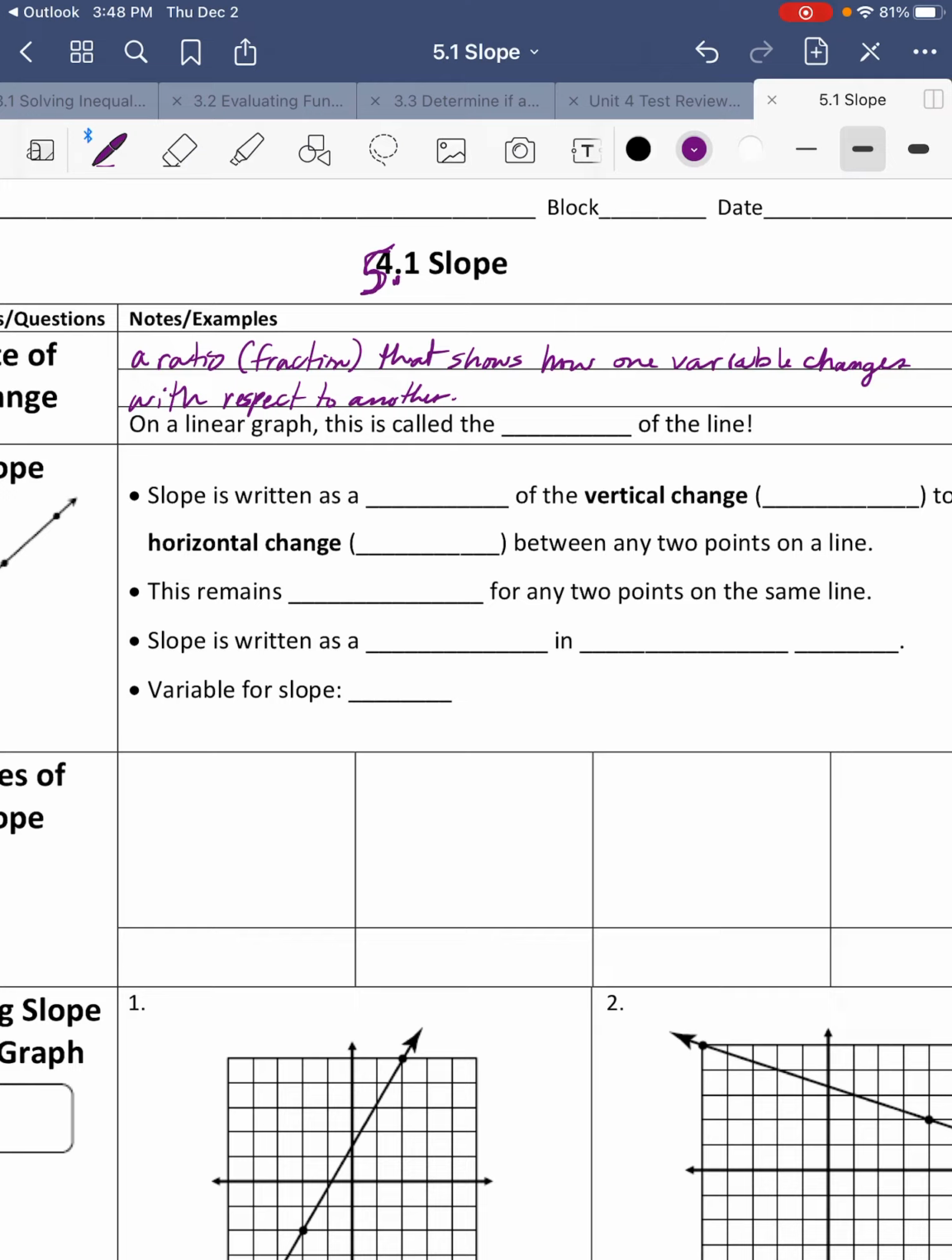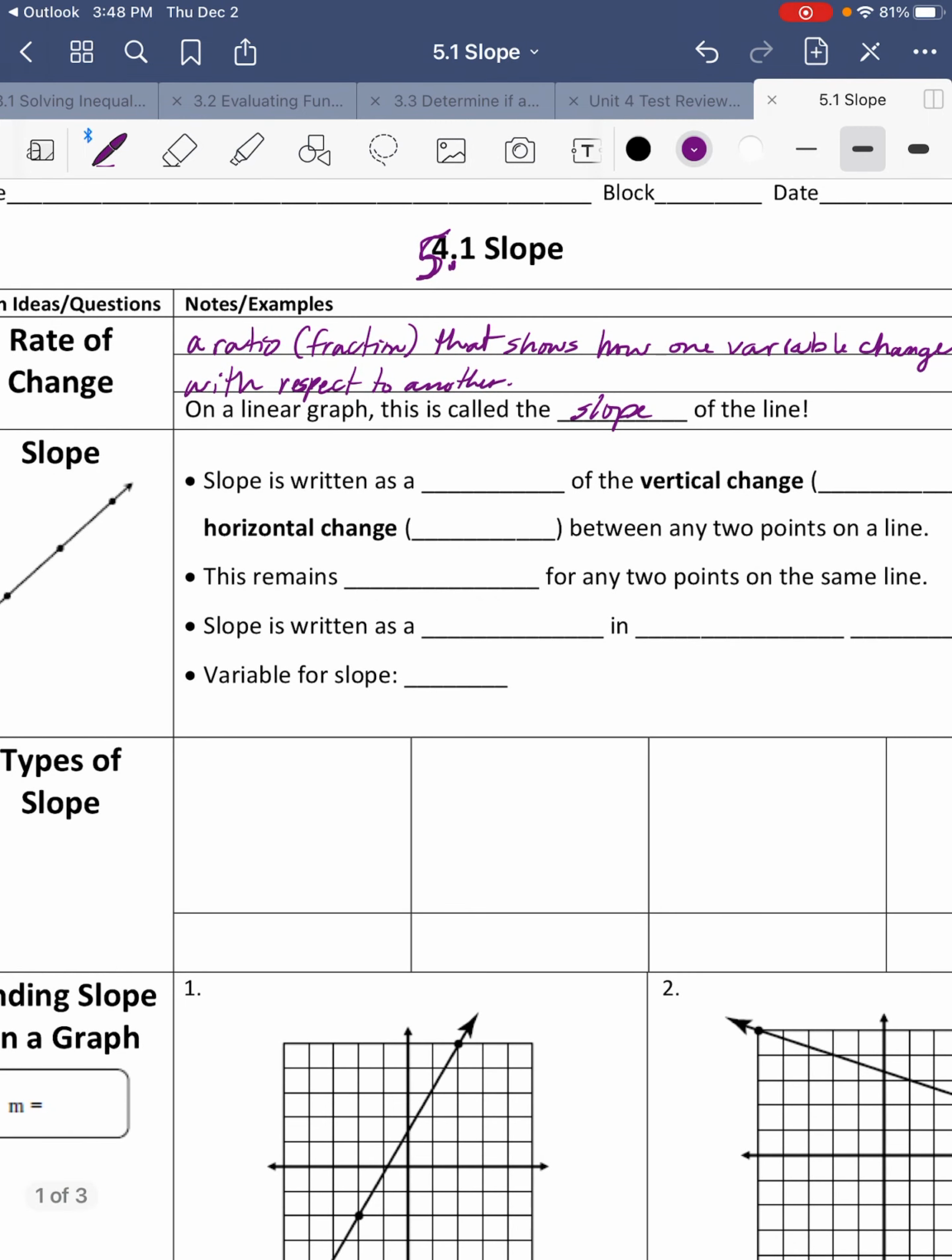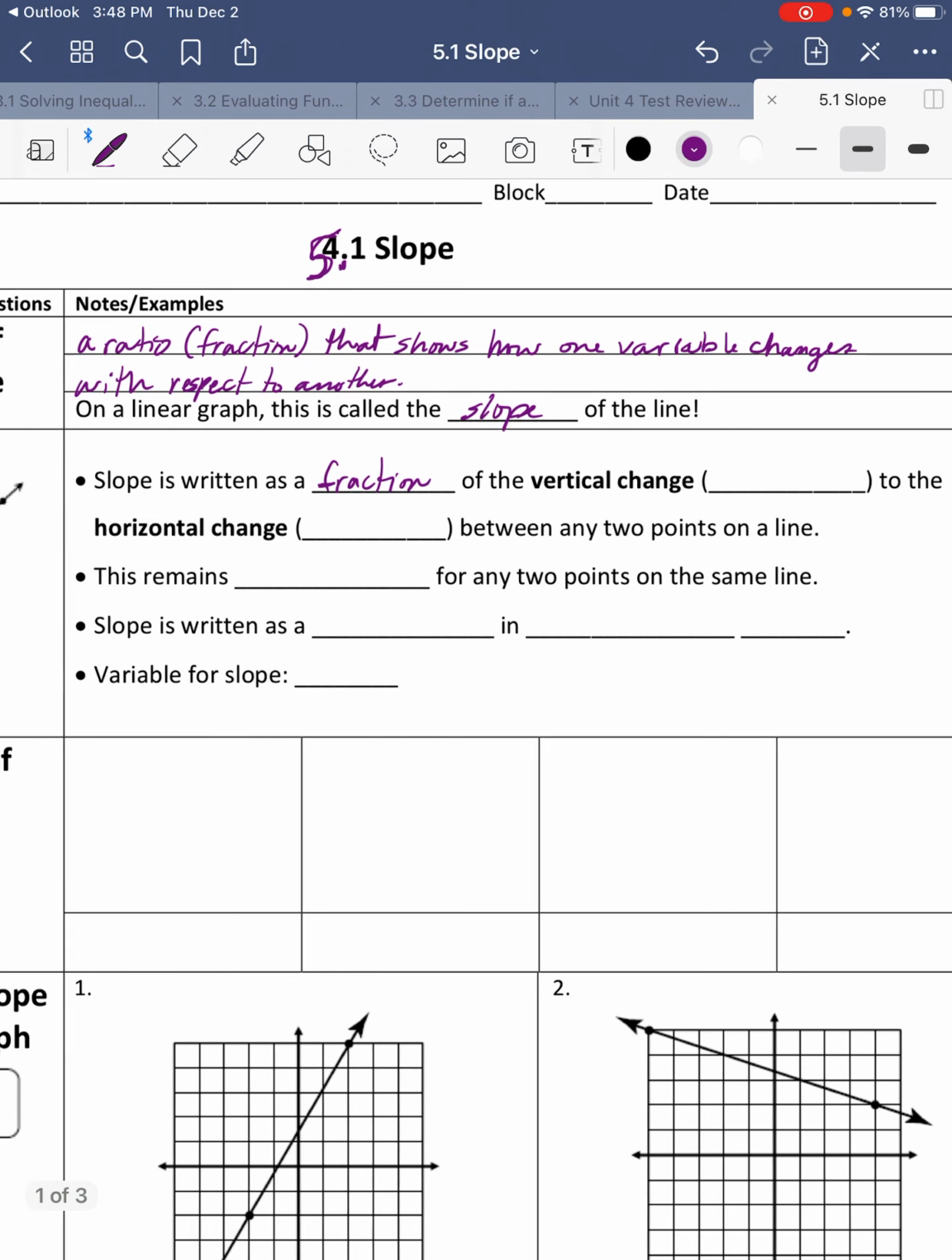And on a linear graph, this is called slope. So when you're looking on a graph, this is called the slope of the line. And slope is written as a fraction, just like the rate of change. You might have heard of rate of change in science. So we're really doing the same thing.